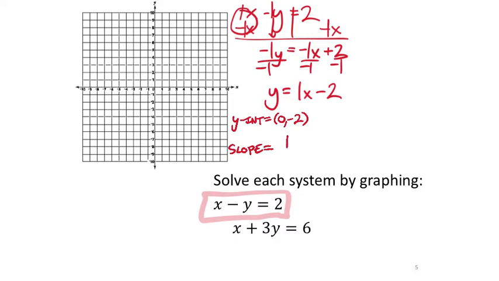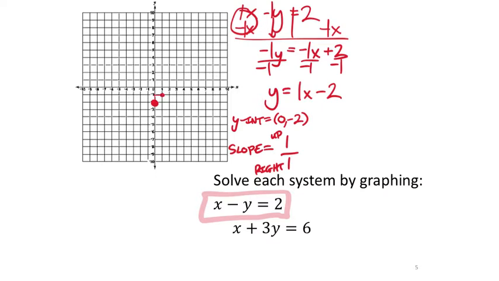Now the slope is showing us 1. We need to see it as a fraction so that we can tell its rise and run. The 1 is positive, so that means I'm going to go up 1 for my rise, and the run is positive 1, so I'm going to go to the right 1. From the ordered pair we have, (0, -2), which is right here. So I'll go up 1, to the right 1. Boom, there's the next point.